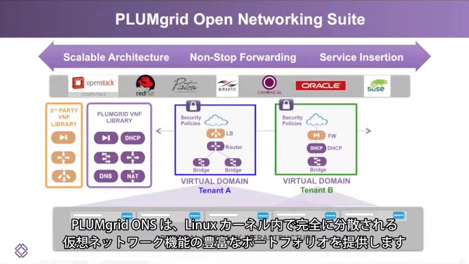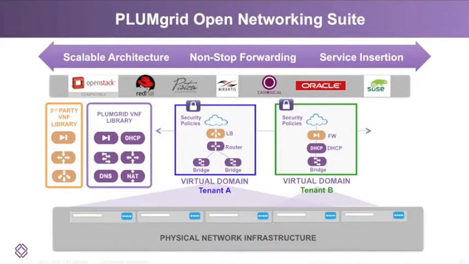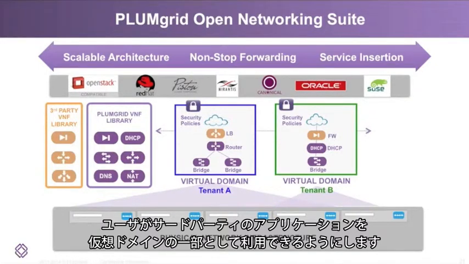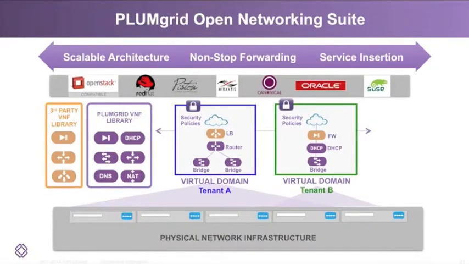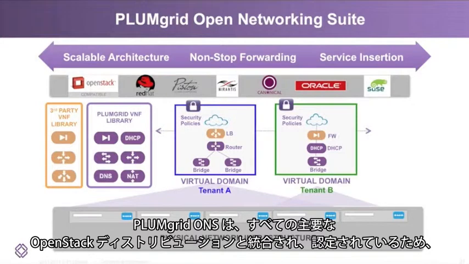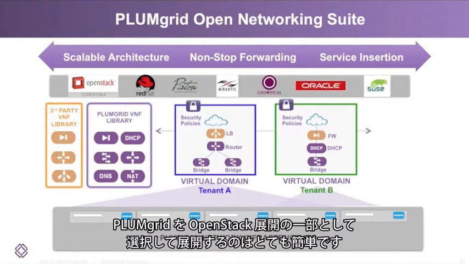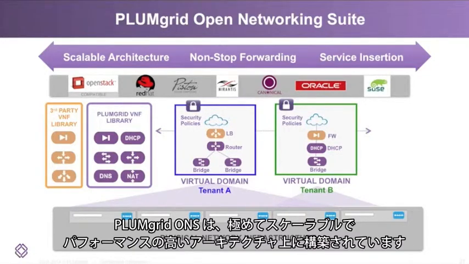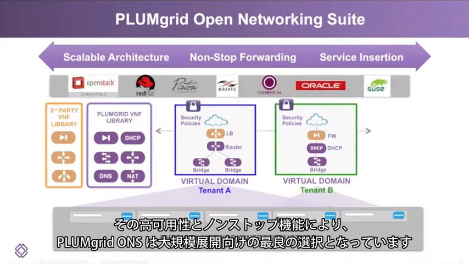PLUMgrid ONS provides a rich portfolio of virtual network functions that are fully distributed within the Linux kernel. It also leverages a service insertion architecture to enable users to consume third-party applications as part of virtual domains. PLUMgrid ONS is integrated and certified with all the major OpenStack distributions, making it extremely simple and painless to select and deploy PLUMgrid as part of your OpenStack deployment. PLUMgrid ONS is built on an extremely scalable and high-performant architecture. Its high availability and non-stop features make it the best choice for a large-scale deployment.